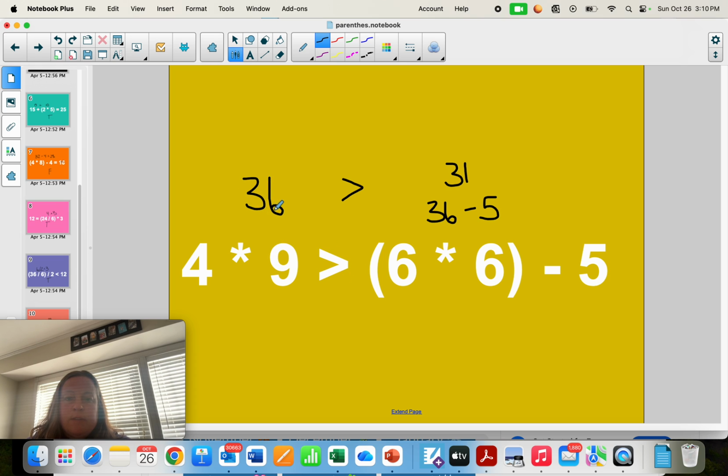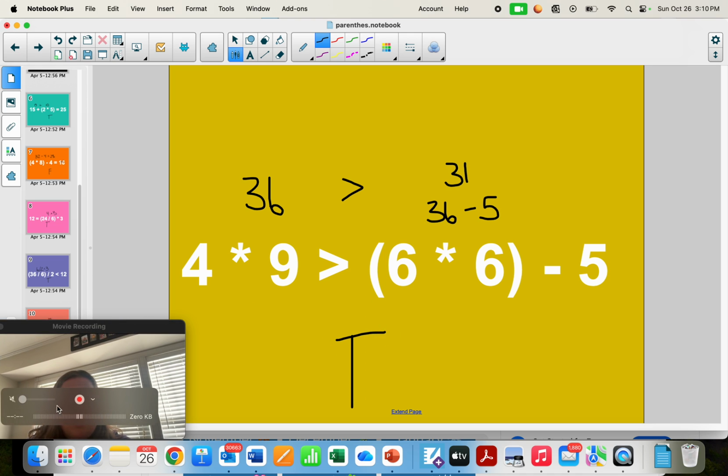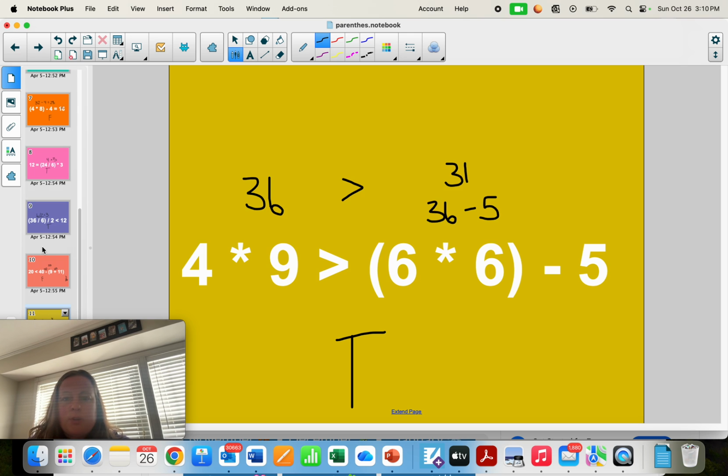All right, let's see if this is true. 36 is the open side, so it's bigger. 36 is greater than 31. Well, 36 is greater than 31, so we would have true for that one. Very good. Very, very good. Okay. Oh, I'm sorry, ignore that slide.